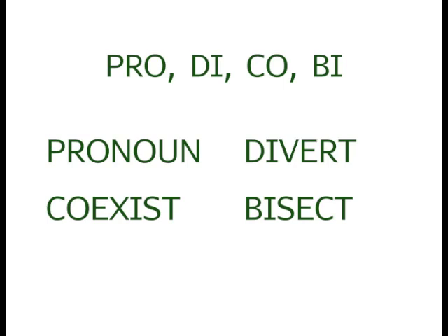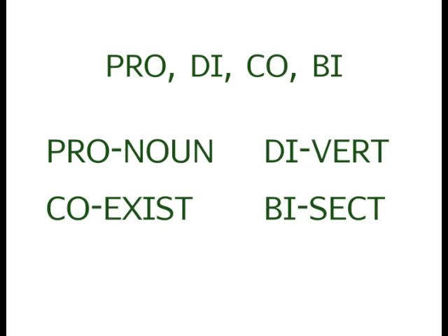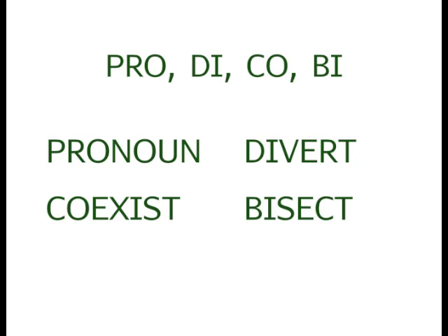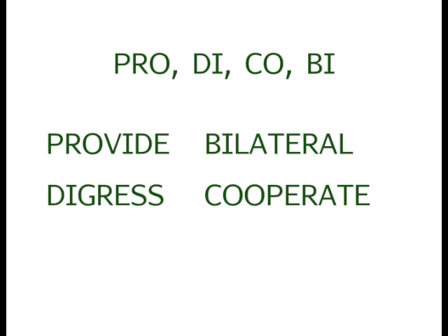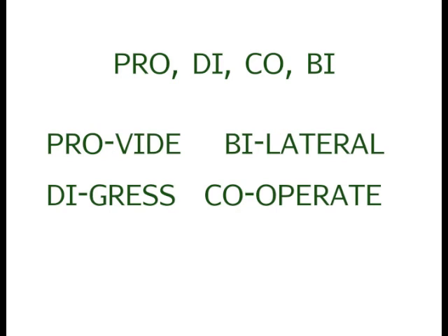Try these four prefixes. Note that they also end with a vowel. Here is how they divide, making the vowel long. Pronoun, divert, coexist, bisect. Divert is also sometimes slightly schwa, to divert. Try dividing these four. Provide, bilateral, digress, cooperate.